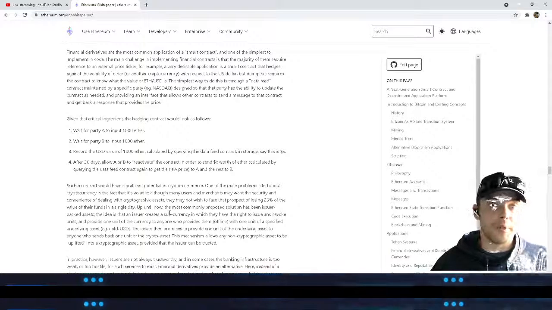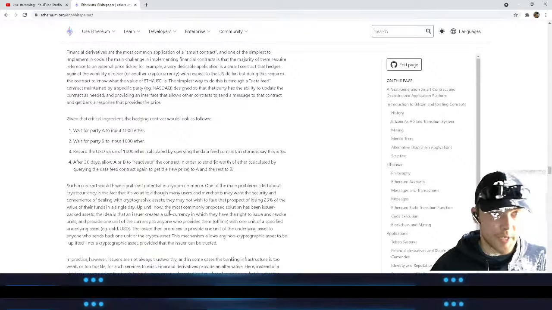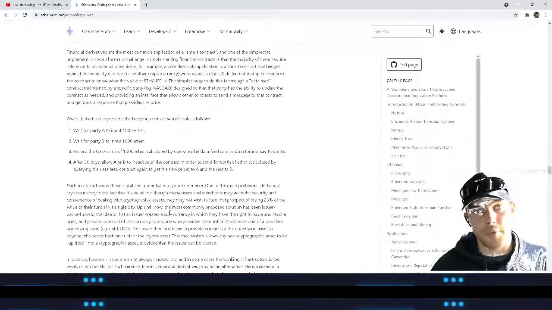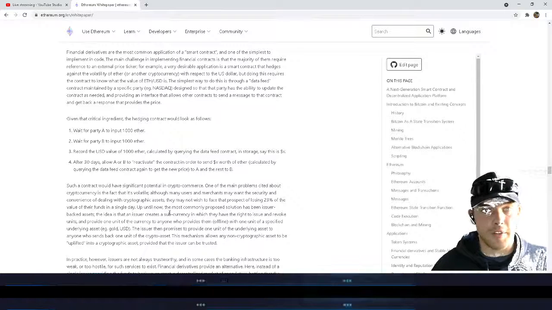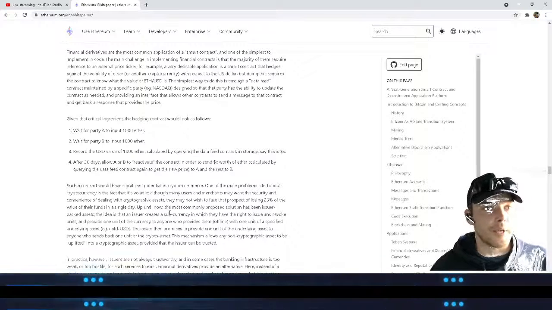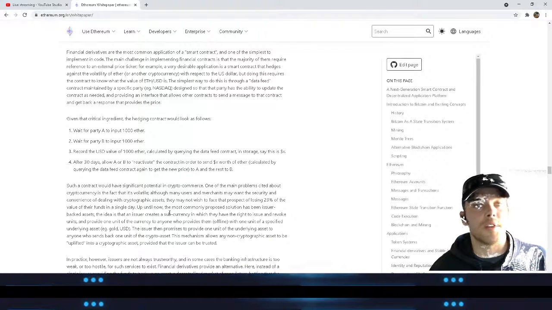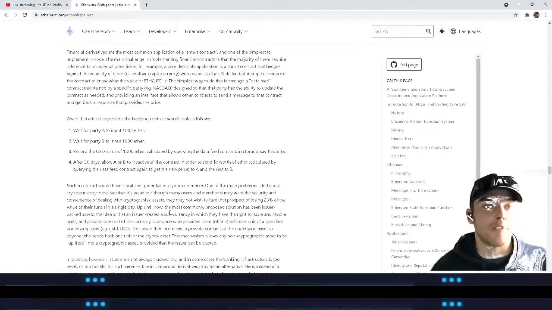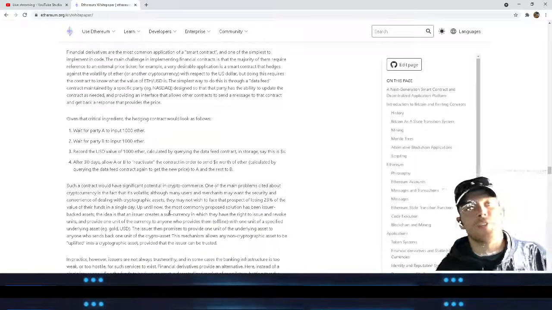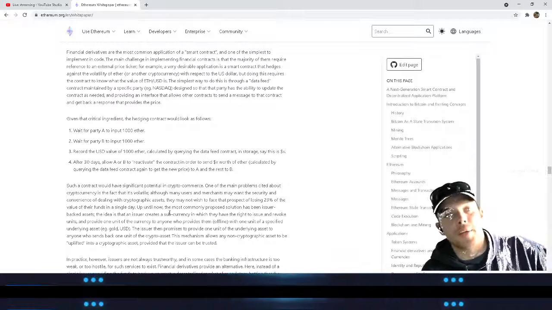But doing this requires the contract to know what the value of ETH to USD is. The simplest way to do this is through a data feed contract maintained by a specific party, for example NASDAQ, designed so that the party has the ability to update the contract as needed, and providing an interface that allows other contracts to send a message to that contract and get back a response that provides the price. Given that critical ingredient, the hedging contract would look as follows.